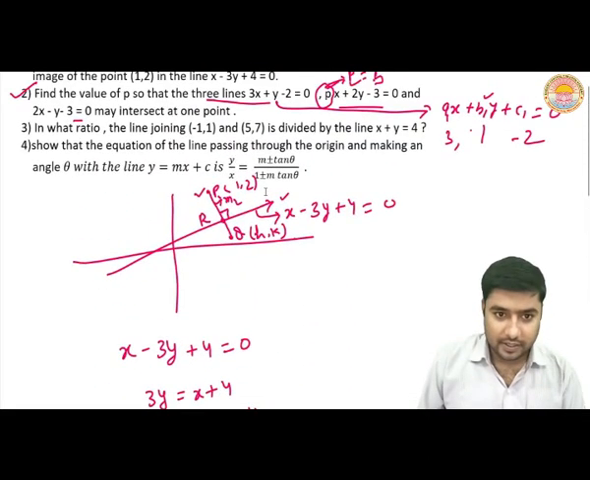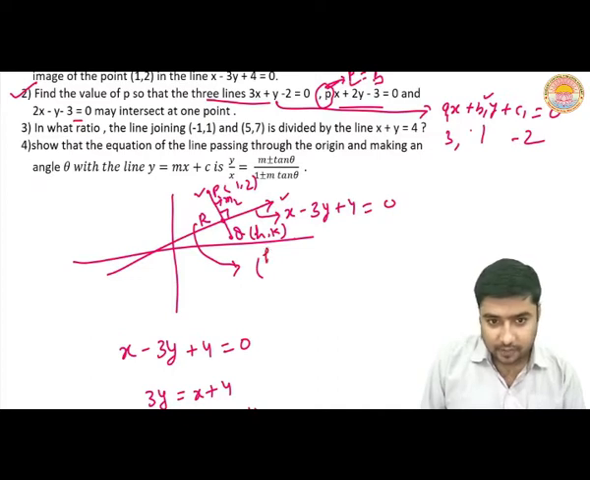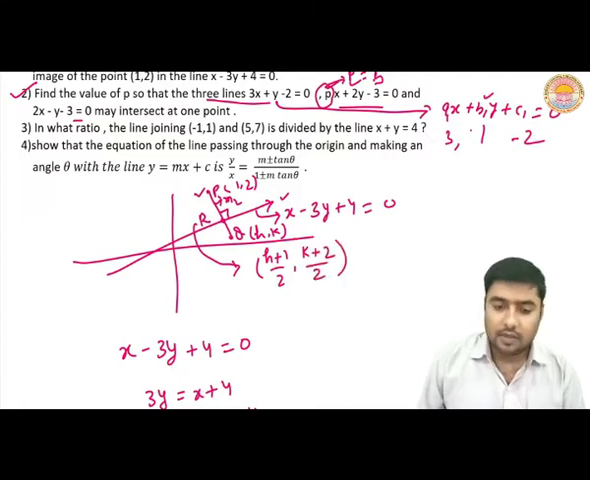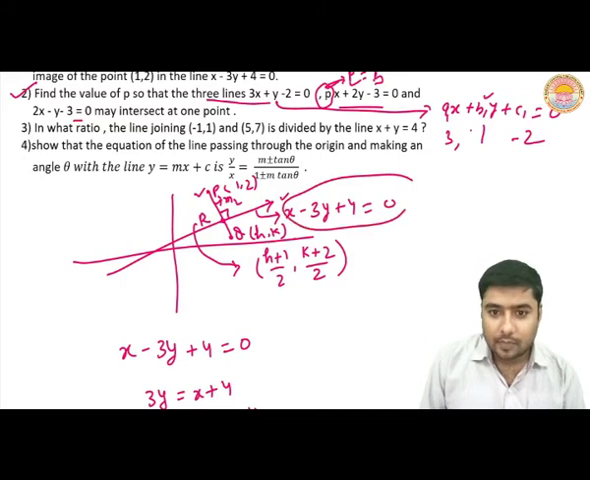Now we want to find the midpoint value of R. Coordinate of R is what? h plus 1 by 2 and k plus 2 by 2. We know the midpoint formula: midpoint equals x1 plus x2 divided by 2, and y1 plus y2 divided by 2. So this point lies on this equation. So the midpoint satisfies this equation. So this is x and this is y. Now put in this equation.